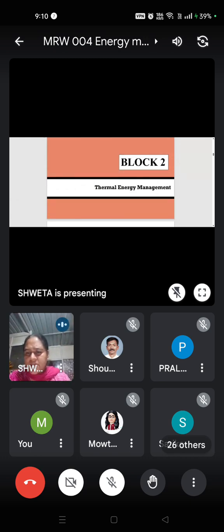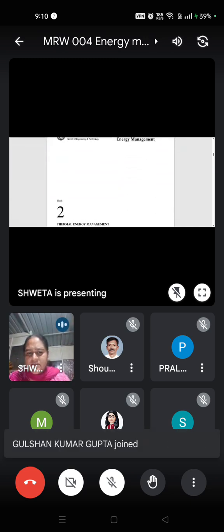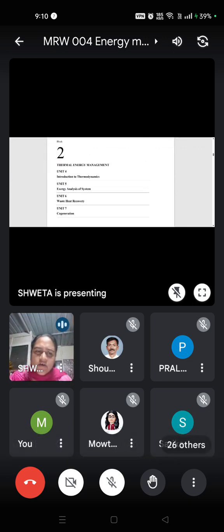So earlier in block 2, thermal and energy management, there were only 2 units, 4 and 5. Now it has 7 units. This is the only change. Whosoever is preparing for the examination now has to go through this material. If you have gone through the previous material, only units 6 and 7 are added, so for 6 and 7 you have to learn again.